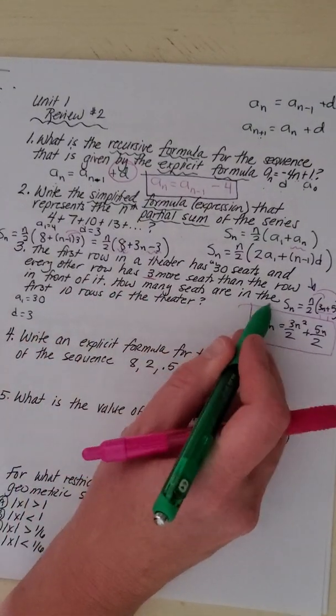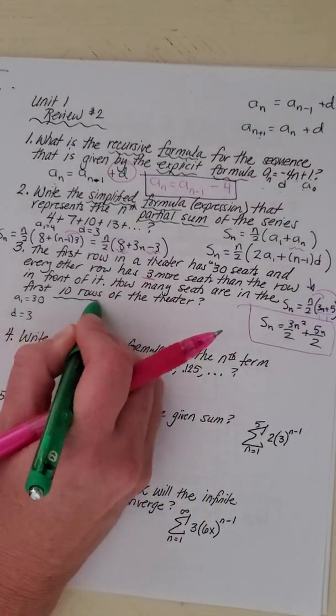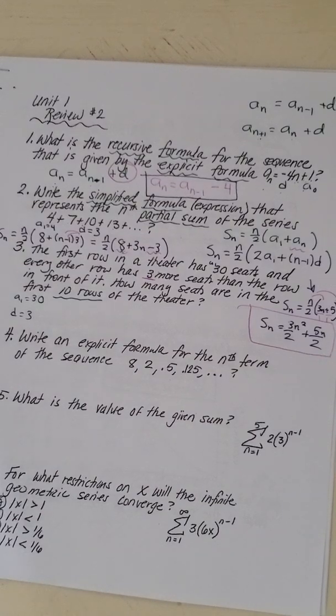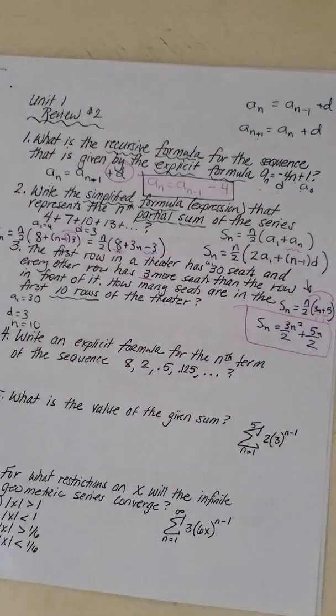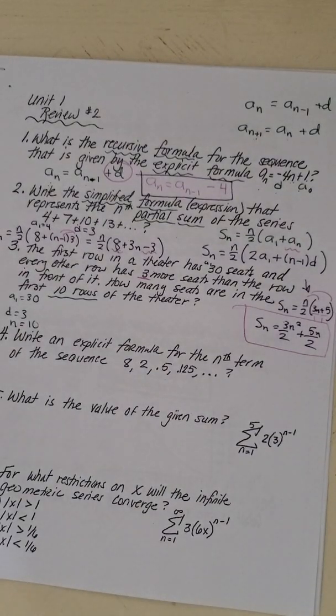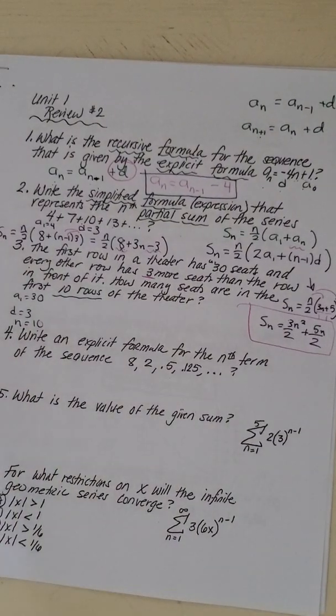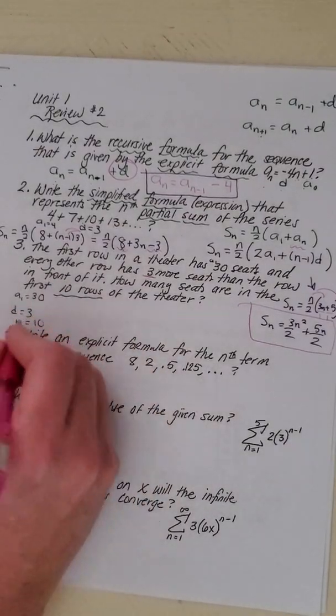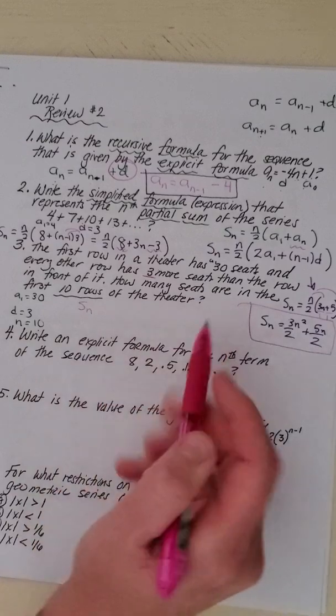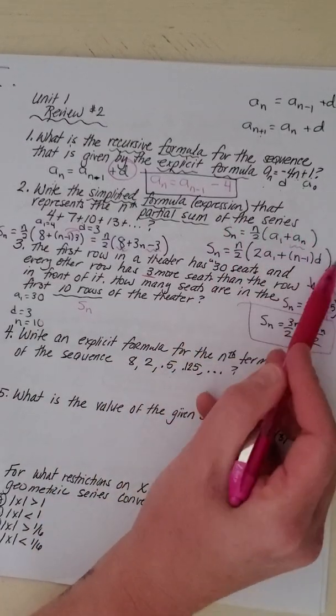It says, how many seats are in the first 10 rows of the theater? So I need to know the total of the first 10 rows. So I'm not looking for just the 10th row. I'm looking for all 10 rows. So this is a sum formula again. And this is arithmetic, so we can use either this formula or this formula.